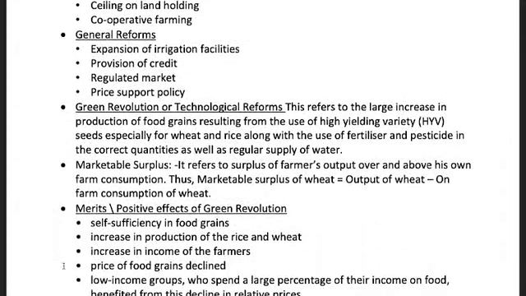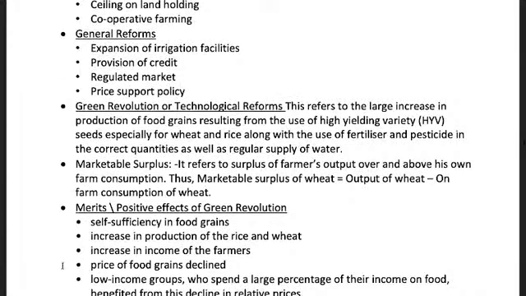Merits, the positive effects of the green revolution: self-sufficiency in food grains, increase in production of rice and wheat, increase in income of the farmers, and decline in the prices of food grains. Low income groups, who spend a large percentage of their income on food, benefited from this decline in relative prices.